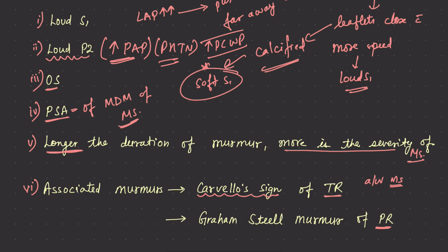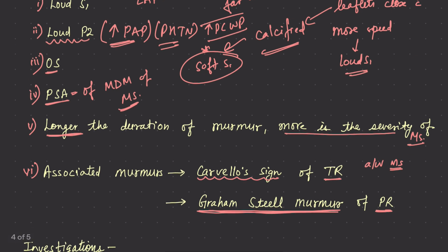Then pulmonary regurgitation. It is also a diastolic murmur. It is known as Graham Steell murmur. The murmur of pulmonary regurgitation is known as Graham Steell murmur.